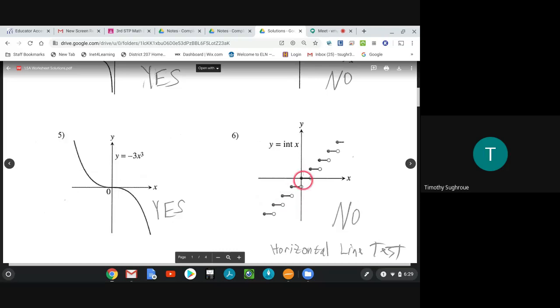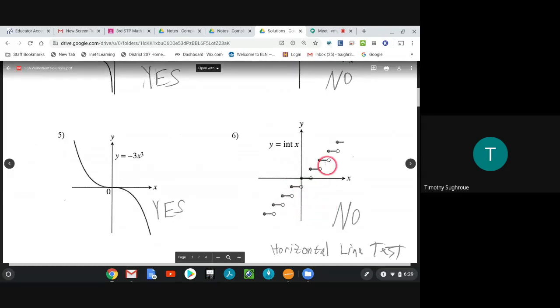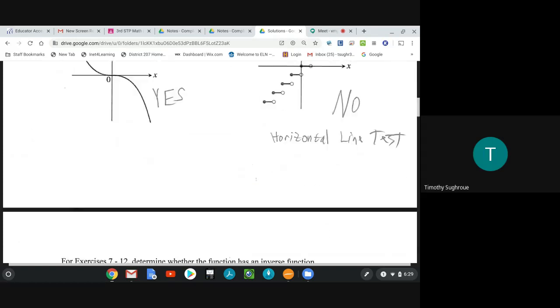If you draw a horizontal line through any integer value, it cuts the graph in more than one place. It is a function. It does pass the vertical line test. Every x coordinate has only one y coordinate because we have solid dots on the left and open on the right. But this is a function we're going to see again. We'll talk about it in more detail when you graph it. But the integer function does not have an inverse.